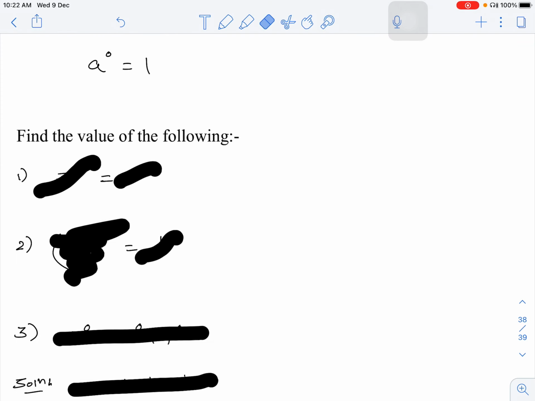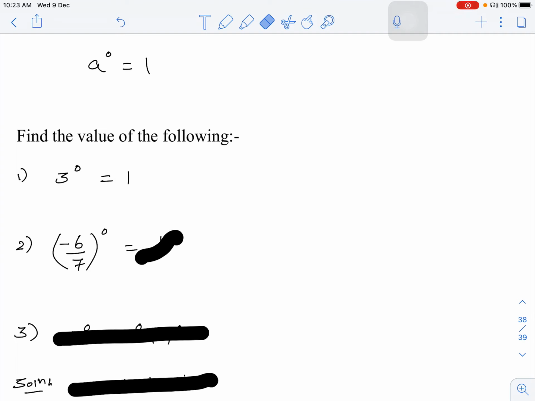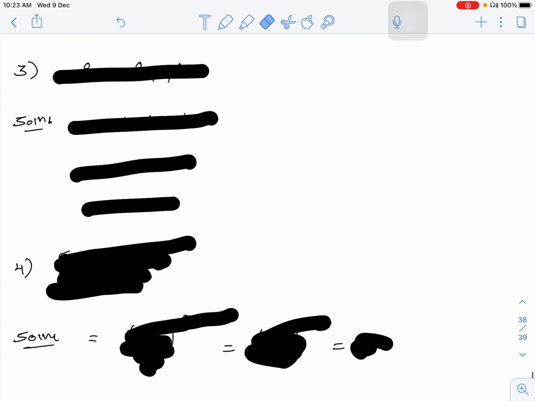Now it is given that evaluate or find the value. Okay, so 3 raised to 0. Any number raised to 0, our answer will always be 1. Okay, consider the next example, minus 6 upon 7 raised to 0. So this is any number raised to 0, meaning the answer will be 1. Okay, now let us see some different types of examples over here.